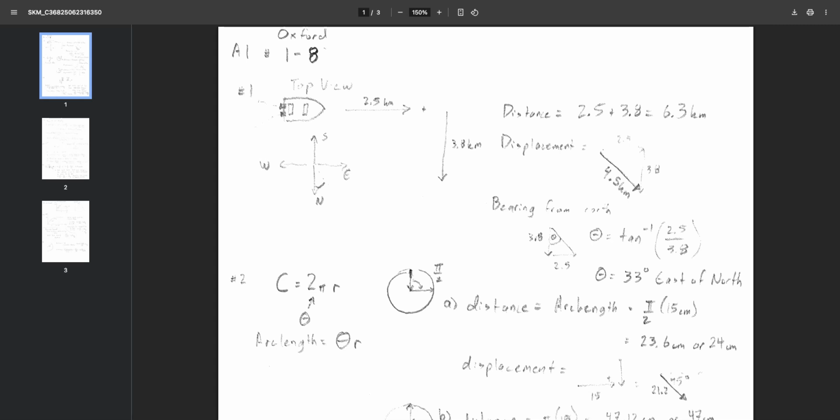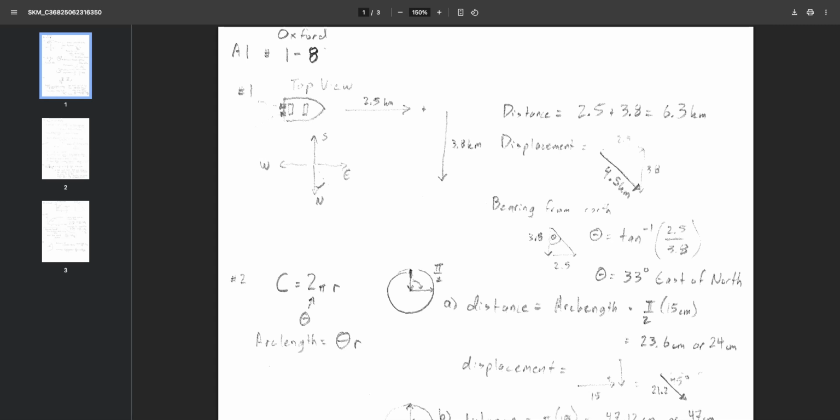Now, to find the bearing, you have to go into your trig and say, all right, I've got 3.8 down, 2.5 across. So here is theta, and that's going to be the bearing from north, because that's what they asked for. And that's my frame of reference here. So theta is going to be tangent to the -1, because remember, tangent would be opposite over adjacent. So 2.5 over 3.8, just take the inverse tangent of that, and you get 33 degrees east of north.